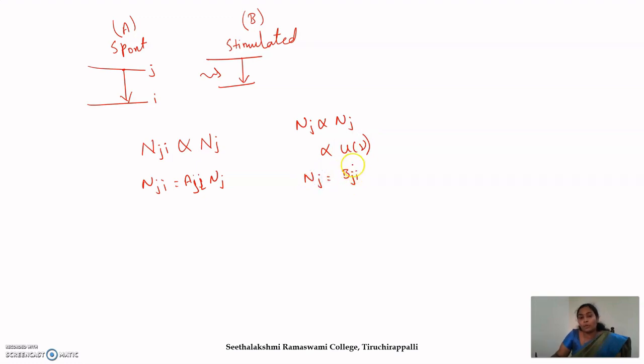Bji here, because from j to i the transition is happening. Alright, so it is Bji Nj U nu. And what about Nji? We know that Nij is given by what? Bij U nu, and then the number of atoms in the ground state.